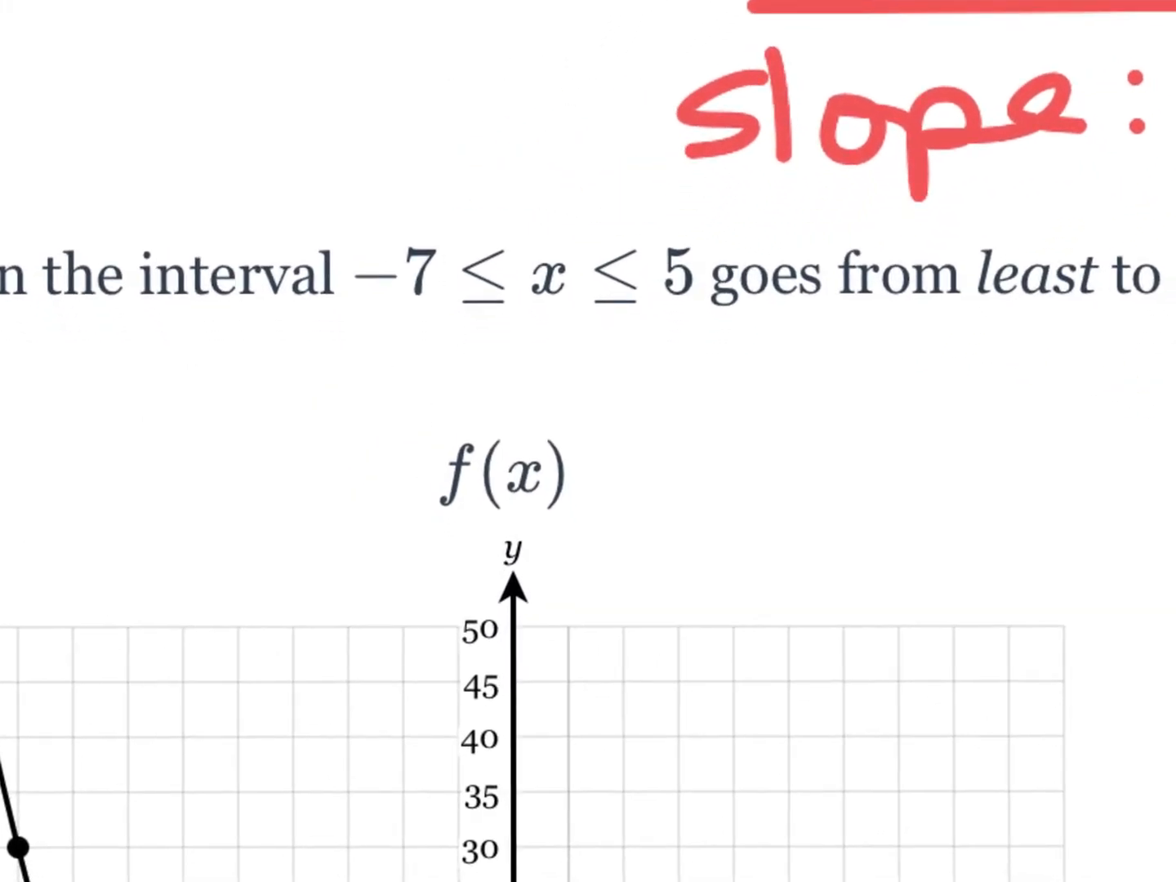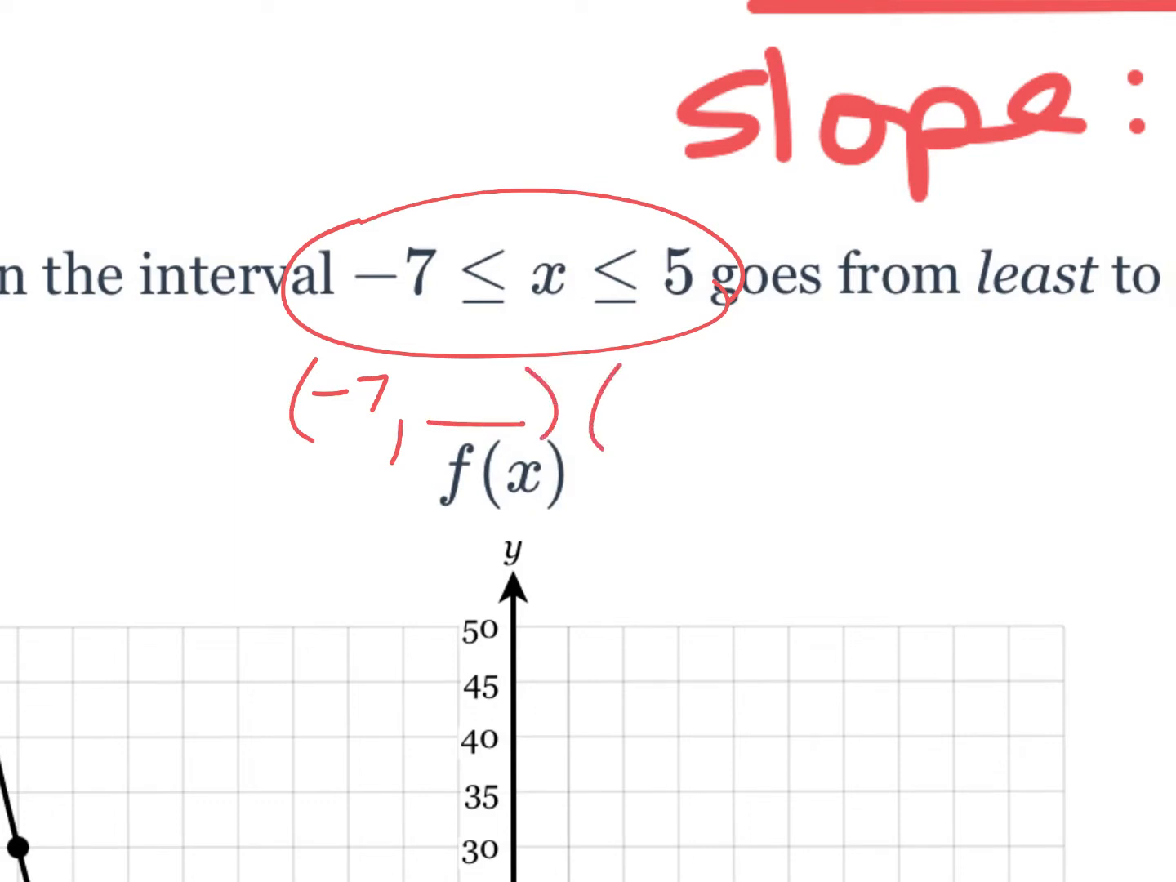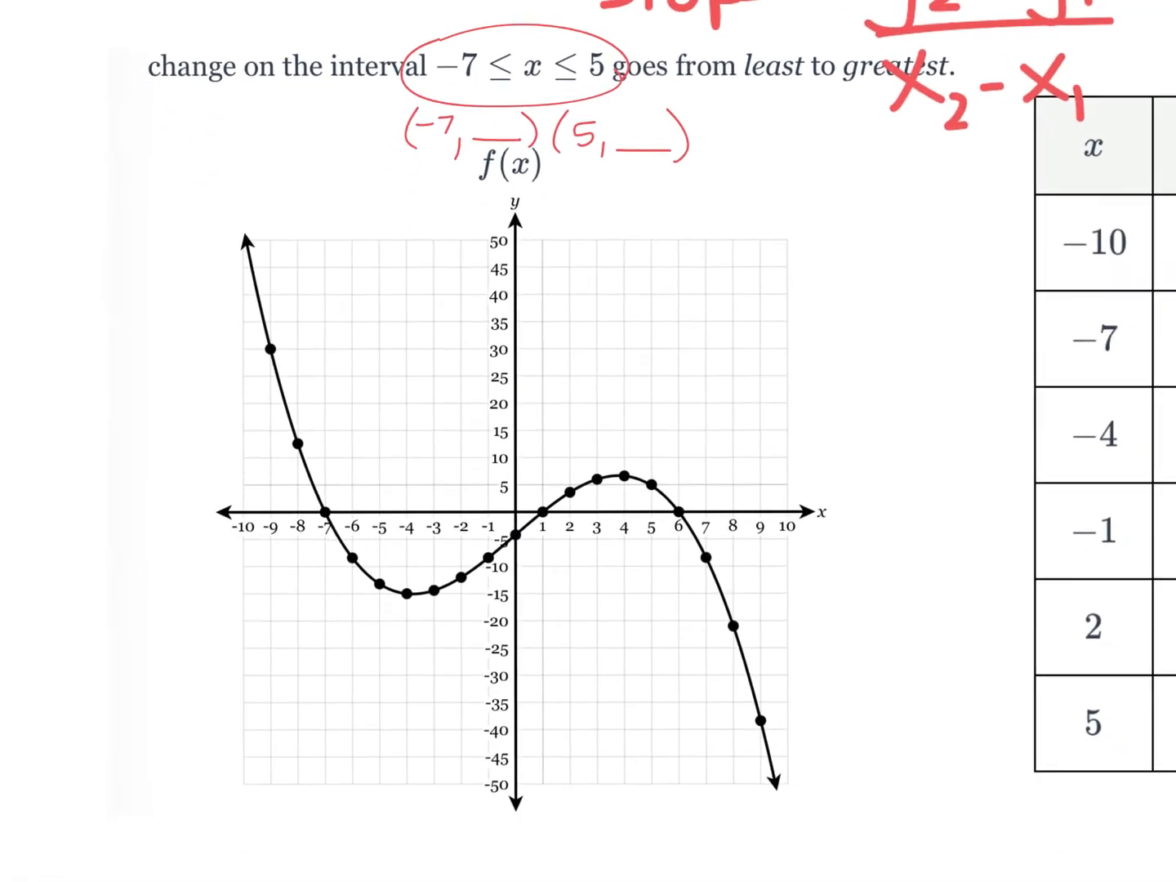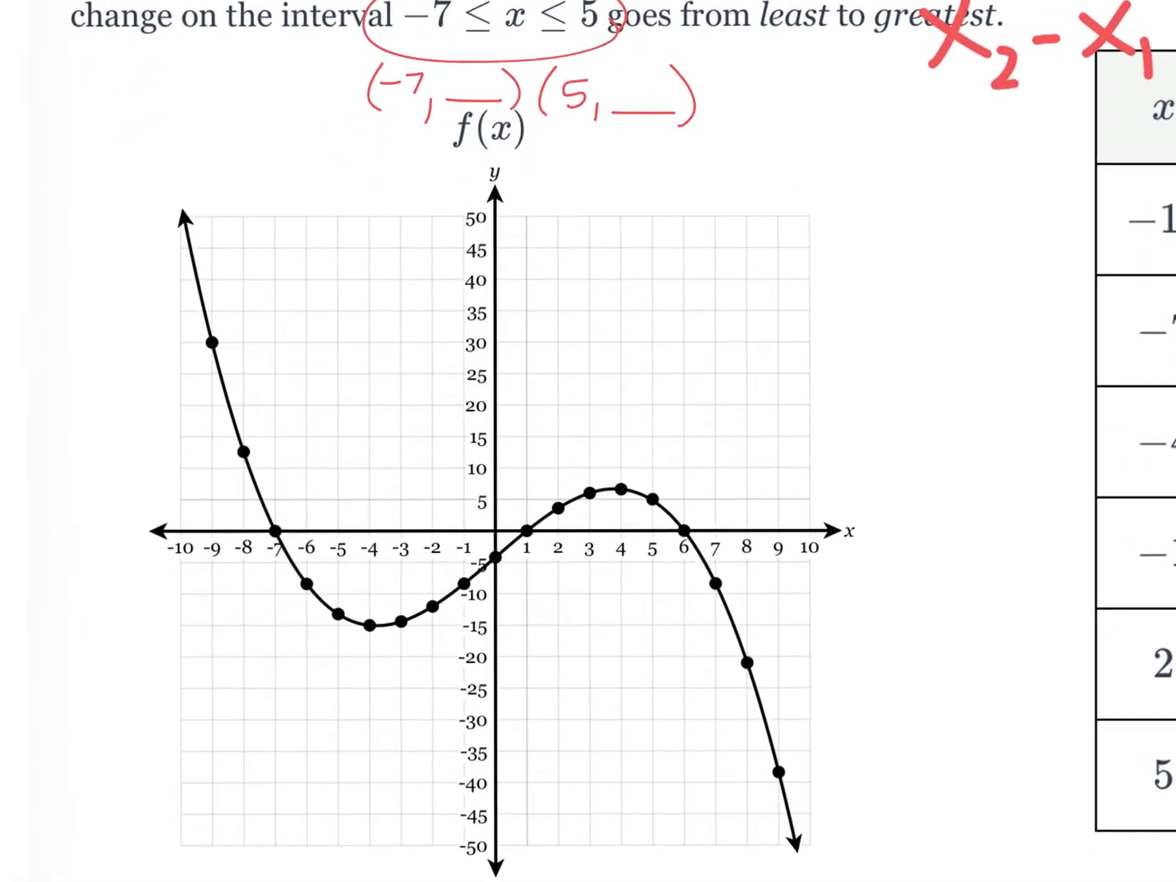This interval that it's giving you, notice it's giving you a range of x values. It's telling you -7 is one of the x values, and 5 is the other x value. So on the graph, we're going to find -7. I'm going to try to help you follow along. -7, and we find the point that matches with that. So here's -7 on the x-axis, and this is the point that matches with that. That point is (-7, 0).